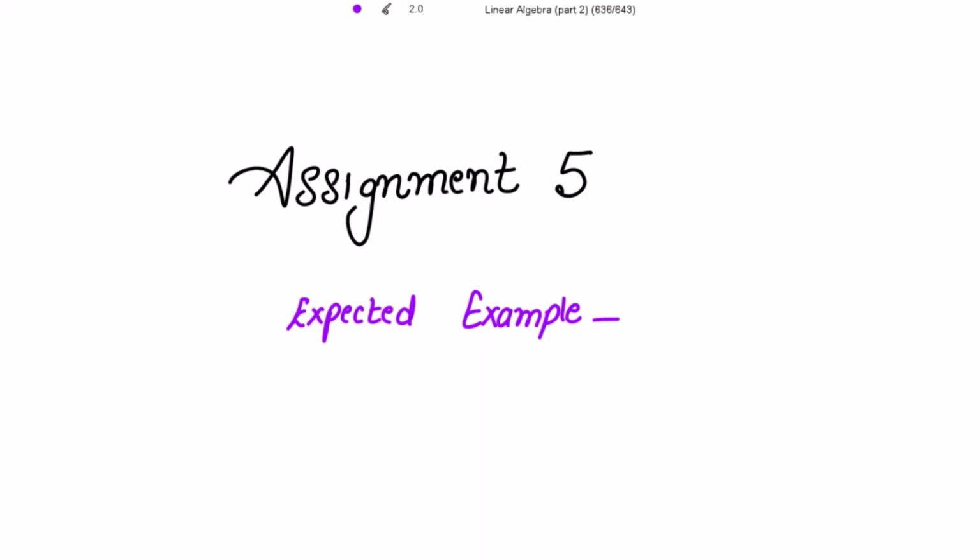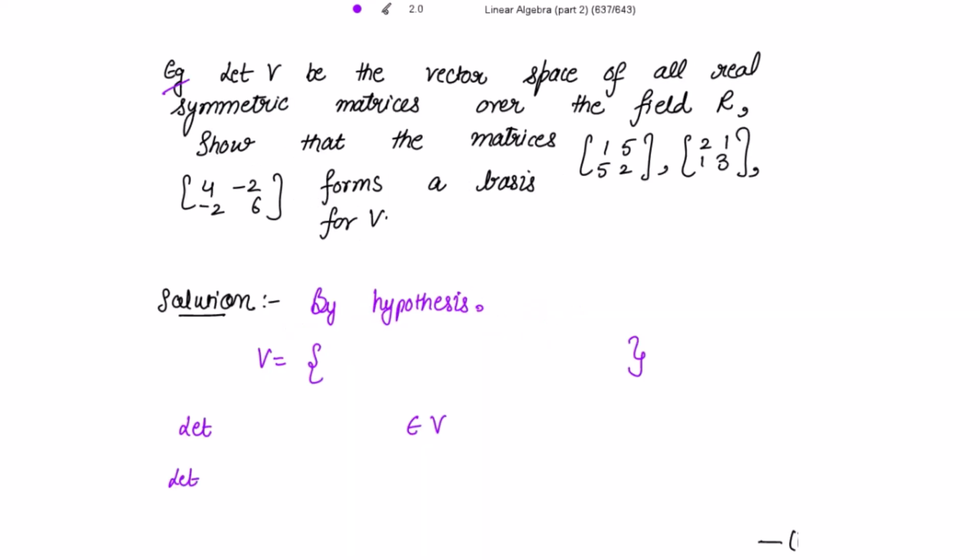Assignment 5, expected example. Let V be the vector space of all real symmetric matrices over the field R.